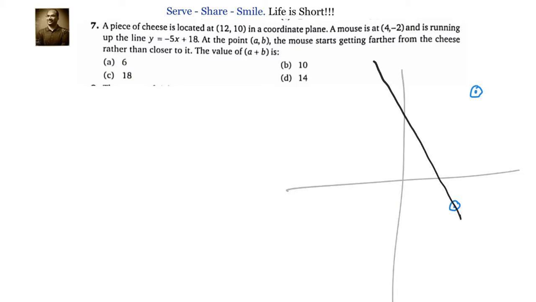Now this is the point (4, -2) and that is the line 5x + y = 18. As we travel along the line towards the point (12, 10), we see that the distance is decreasing. At one particular point, the distance starts to increase again. That means only when we arrive at the shortest distance will the distance start to increase again. And we know the shortest distance is always the perpendicular distance.